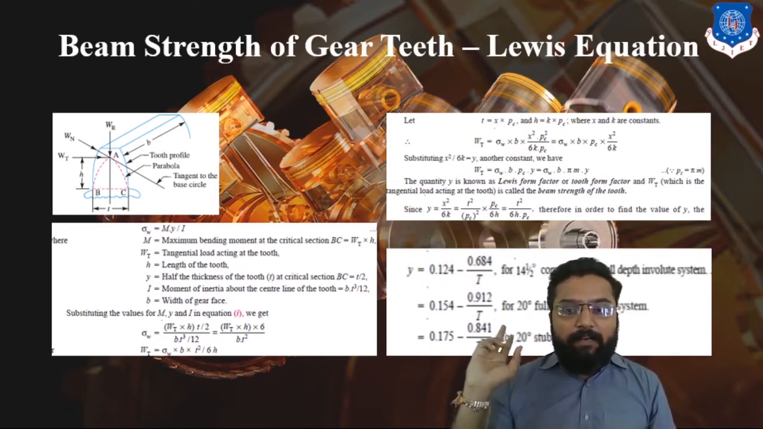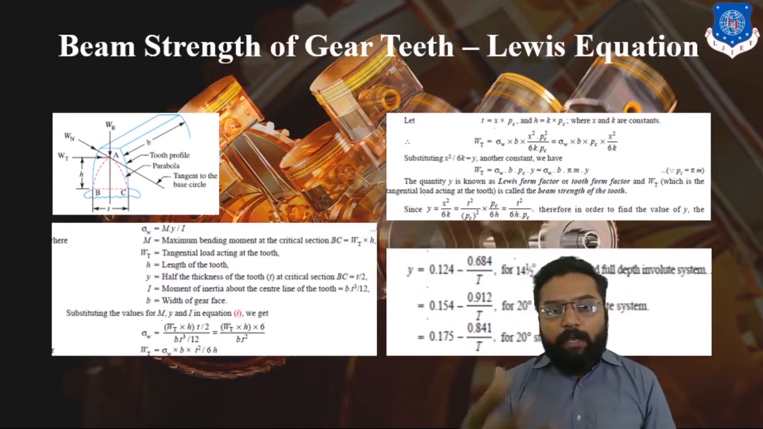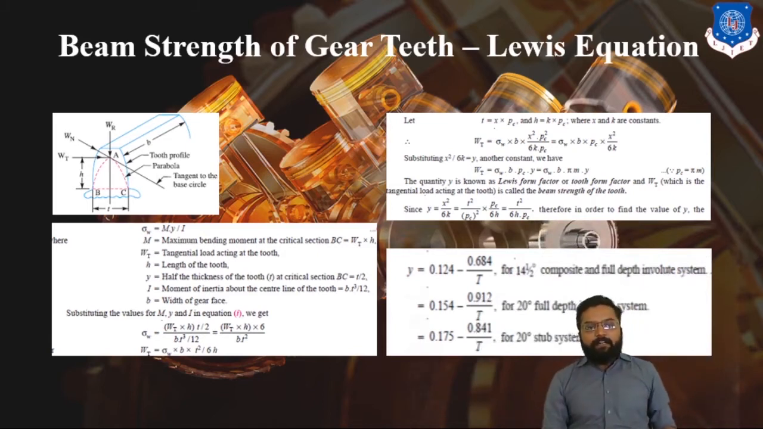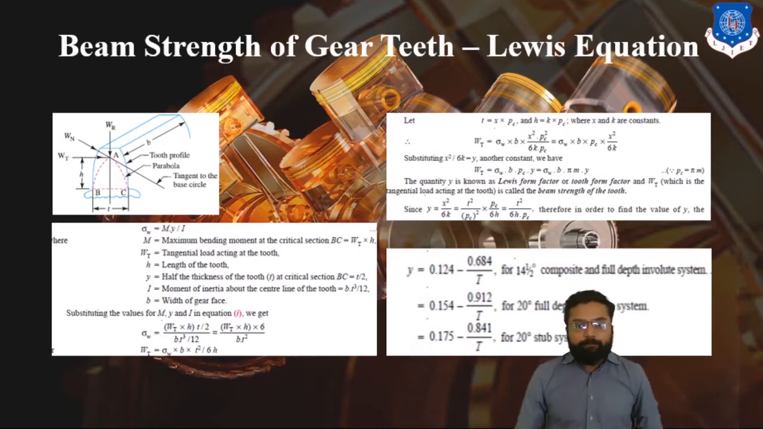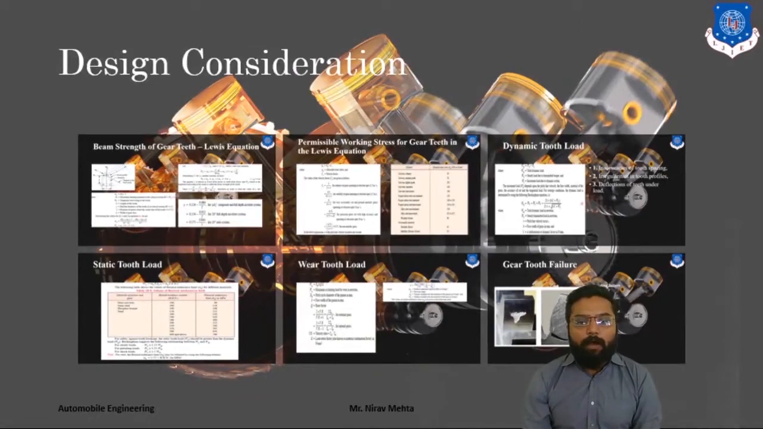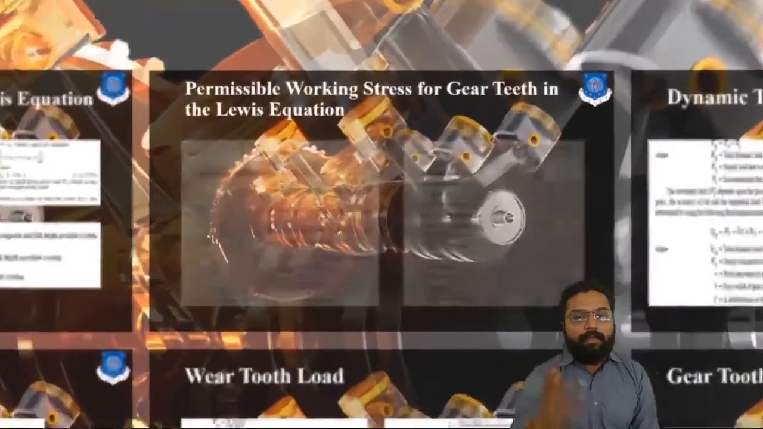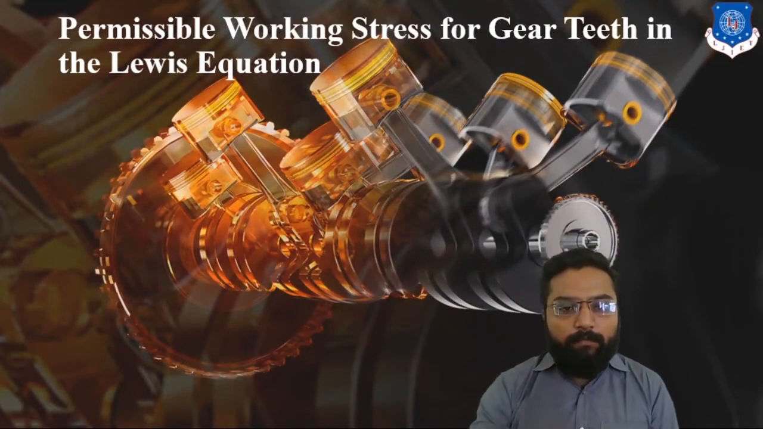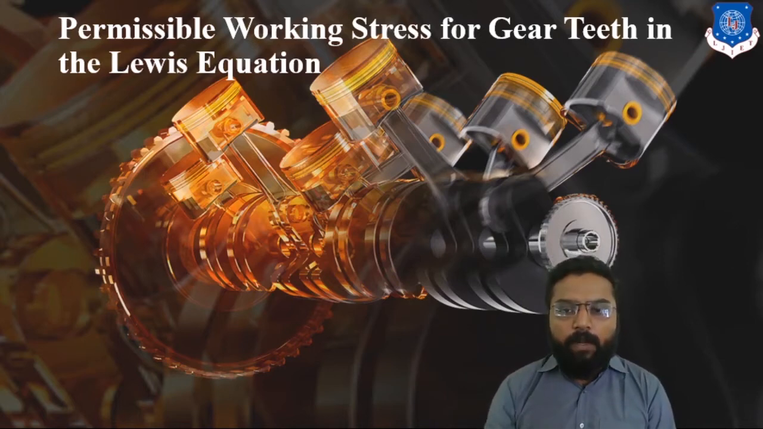Here you can see different values for different gears for particular criteria, different angles for our gear, and y is the same here. Okay. So in the next slide, we will talk about the next particular criterion, which is permissible working stress for teeth in the Lewis equation.